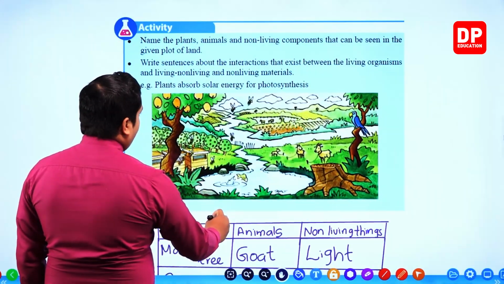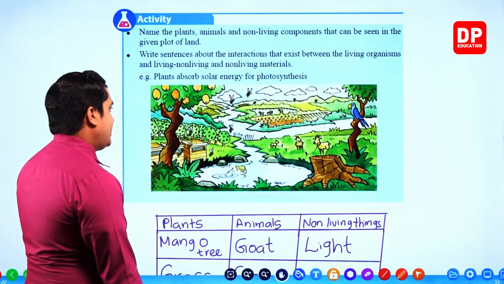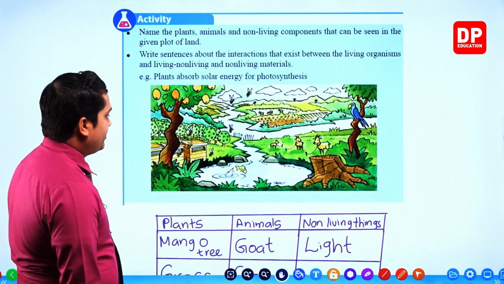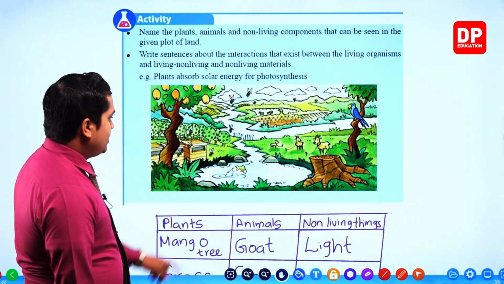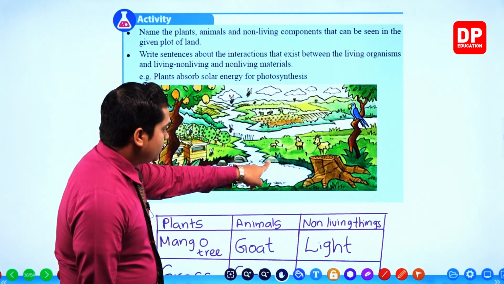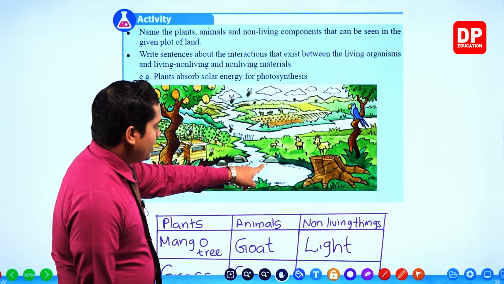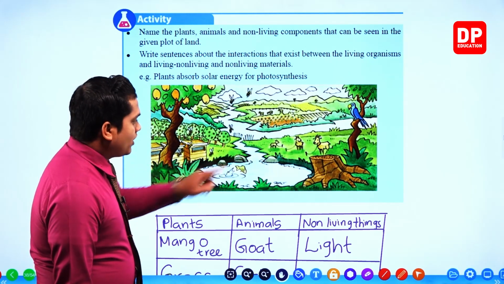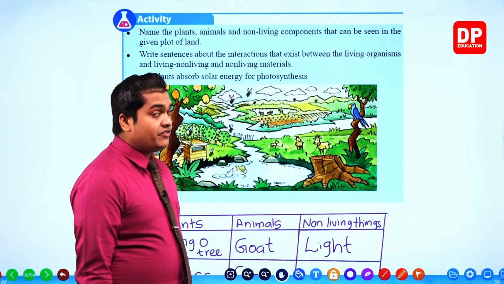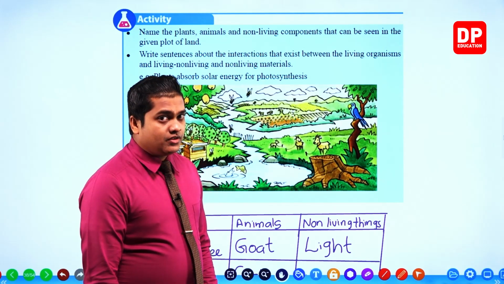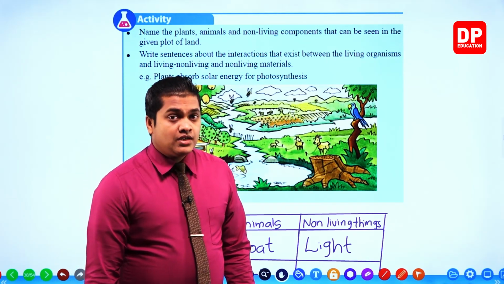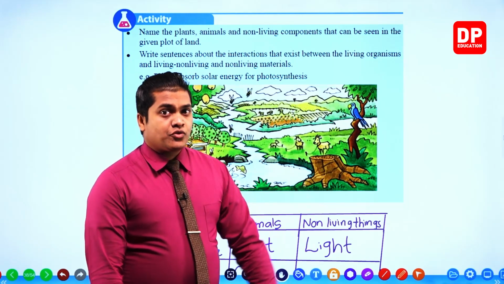Then the third one, final one, right, final one. So non-living relationship, we have to write down a non-living relationship. So here you can observe rock. There is a rock, okay, and this is water. So rock, you know that rocks are getting withered, right? Rocks are getting withered down because of the water, right? So this is a non-living interaction.